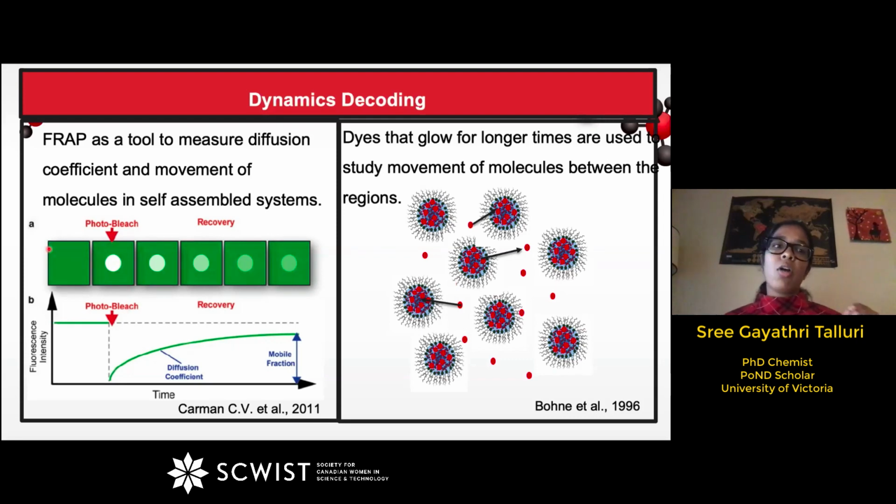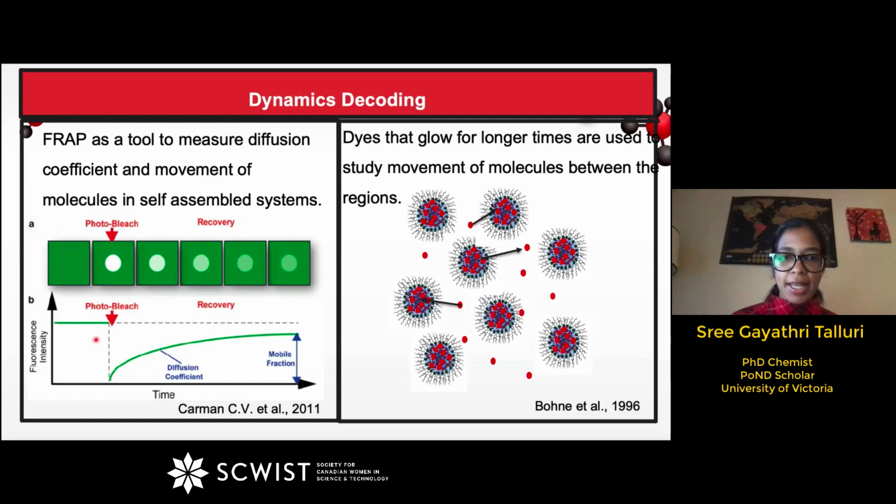There is a technique called fluorescence recovery after photobleaching, which in short is also known as FRAP. In this technique, we take a self-assembled system, we put the dyes inside the self-assembled system, and we study it under a laser scanning microscope. So what you do is you choose a selected area on the sample and you damage it using high intensity light. Once you damaged it, you no more see the fluorescence from that area.